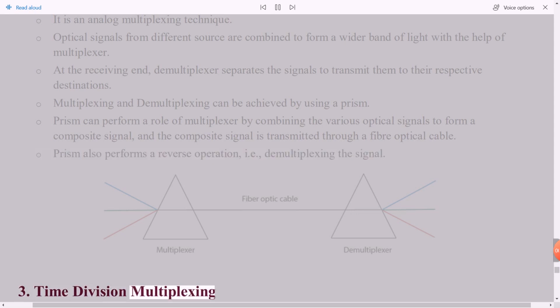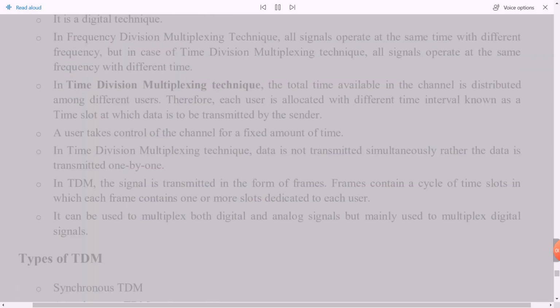3. Time division multiplexing. It is a digital technique. In frequency division multiplexing technique, all signals operate at the same time with different frequency, but in case of time division multiplexing technique, all signals operate at the same frequency with different time. In time division multiplexing technique, the total time available in the channel is distributed among different users.